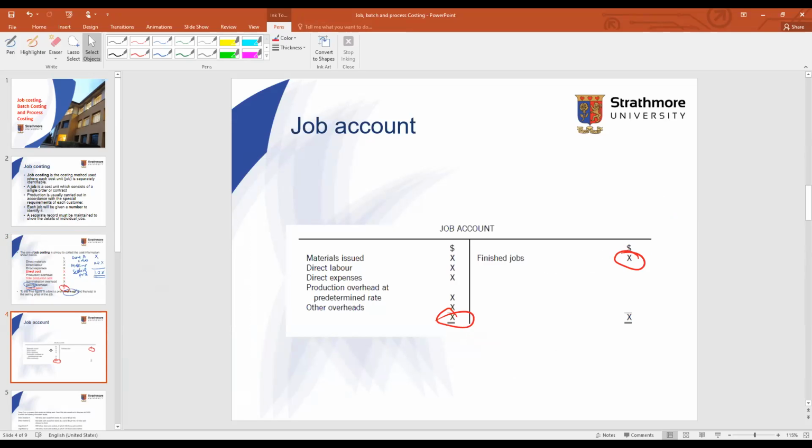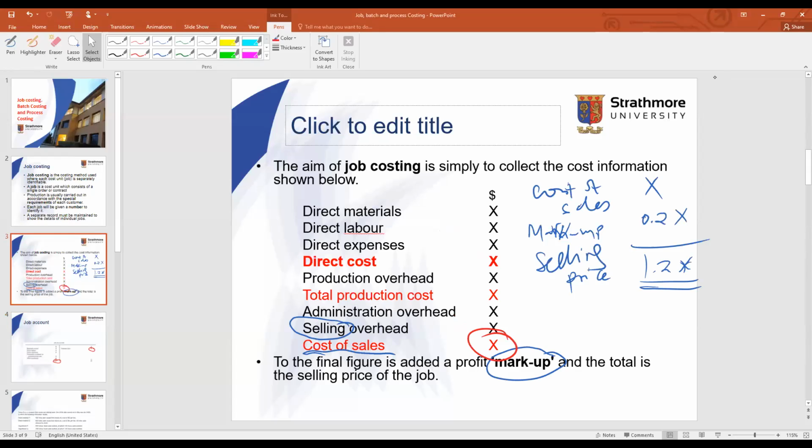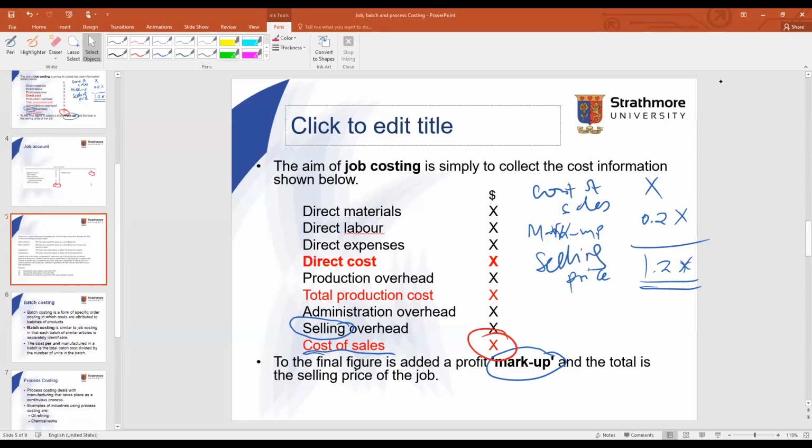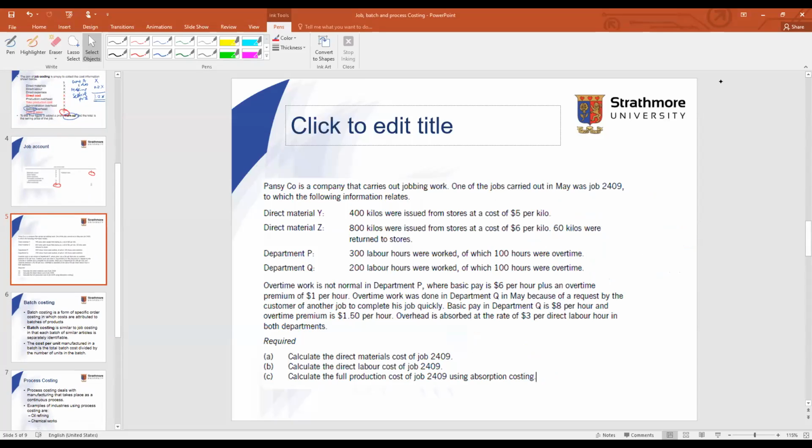Take a minute to go through it. Go through that job card again, and take your time on this job card. We do an example. So go through this, then we discuss together.